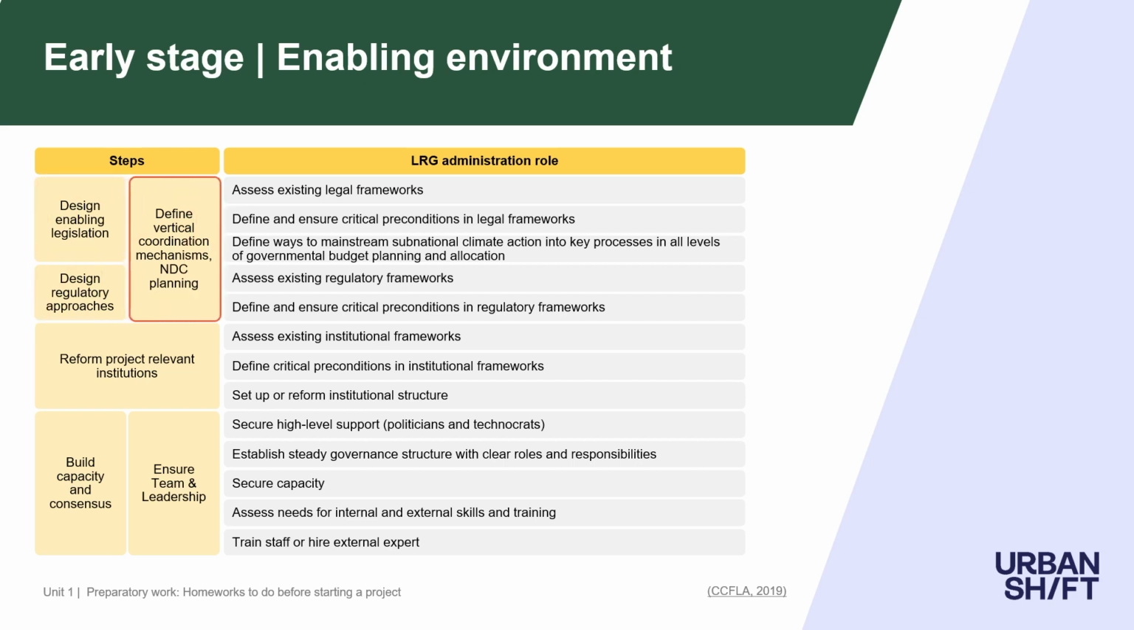Next, we need to create mechanisms that facilitate vertical coordination among all levels of government. This can be done by mainstreaming subnational climate actions into key processes in budget planning allocation. Examples are national policy reforms that require local governments to secure part of their budget for climate investments, or systems to provide national public financing to local climate actions.